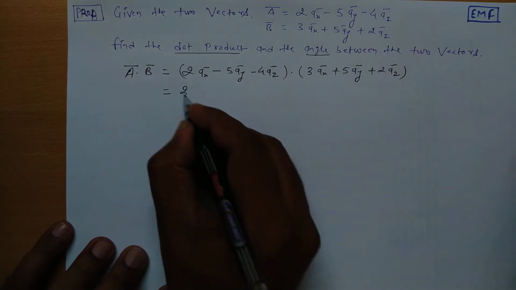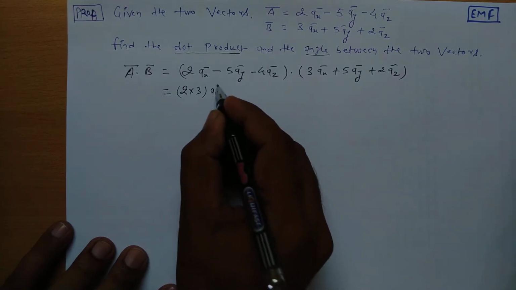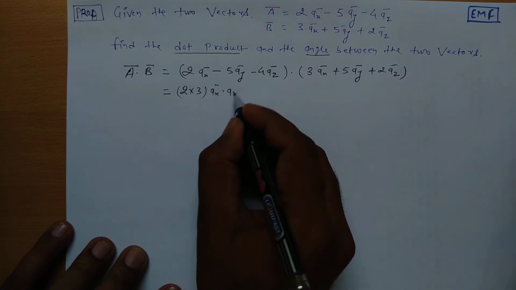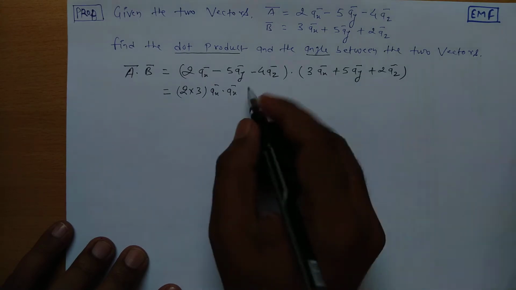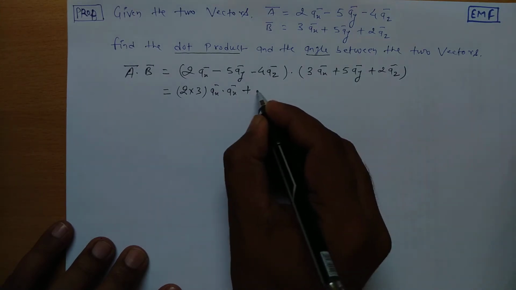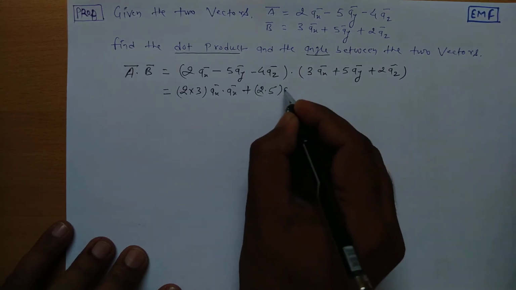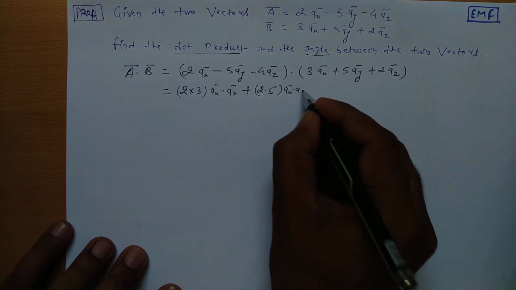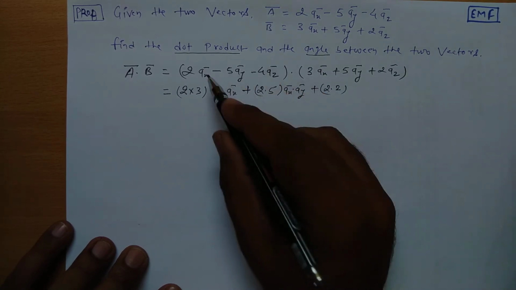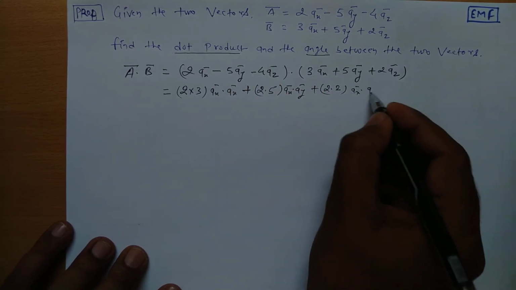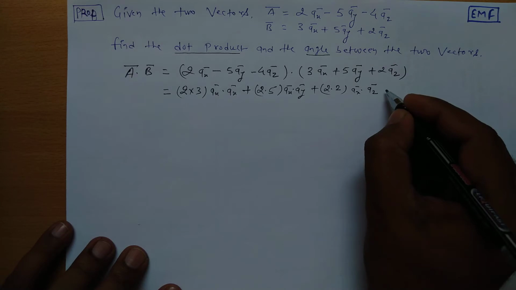So this will be given as 2 into 3, ax dot ax. Next, 2ax multiplied with the 5ay. This will be given as plus 2 into 5, ax dot ay. The next one will be given as 2 into 2, and this ax dot az, right.